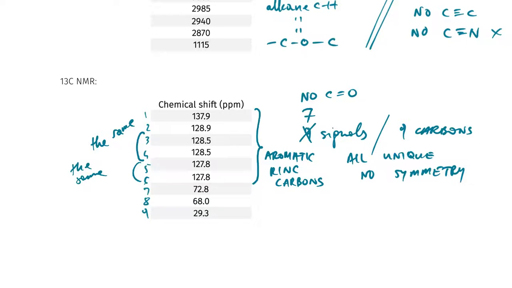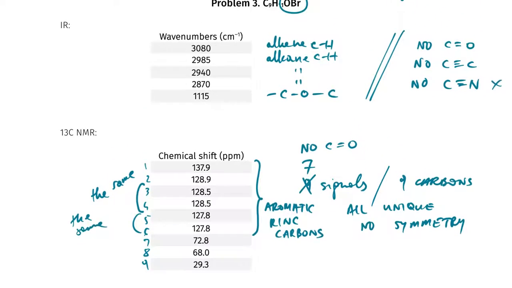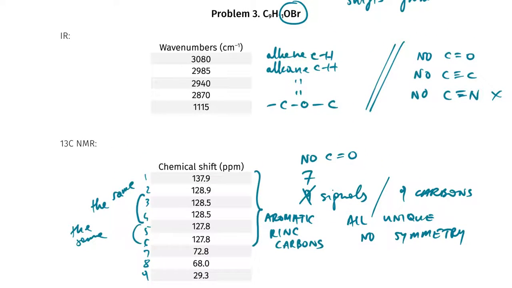So, we have a ring, but why didn't it show up on the IR? Good question. Actually, it did. The CH bonds that you see for alkene, are those aromatic? They're just sp2. As long as our carbon is sp2, those are the CH bonds you're looking at.